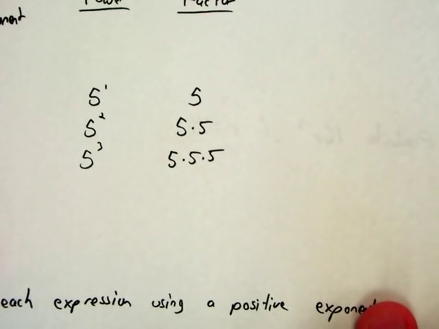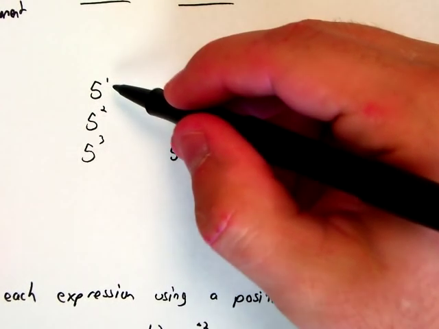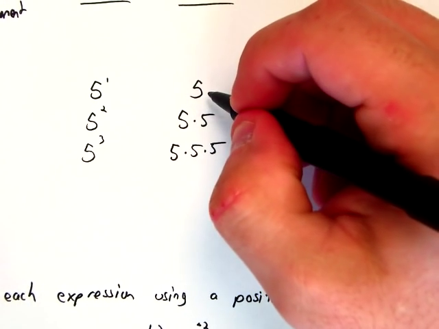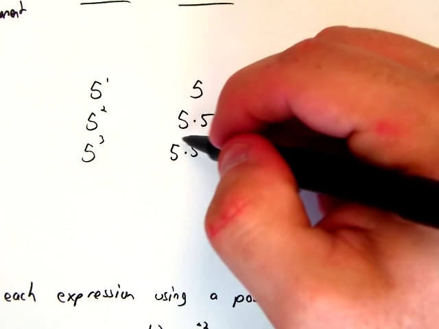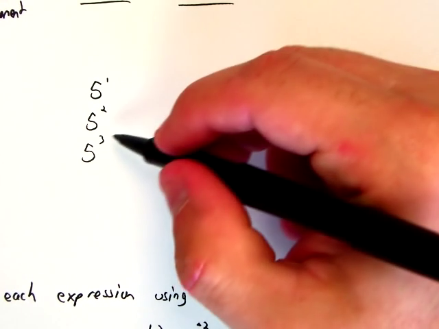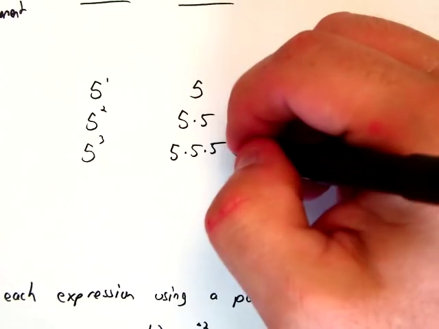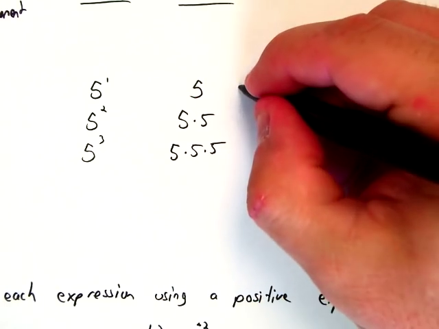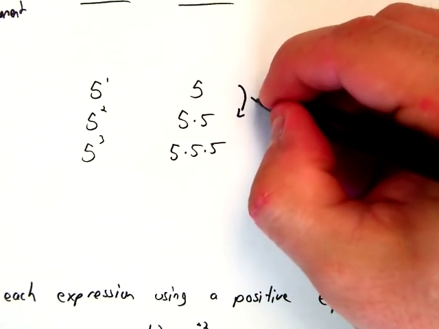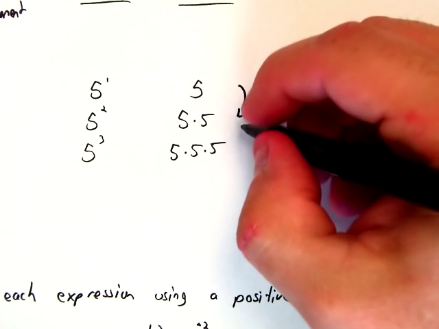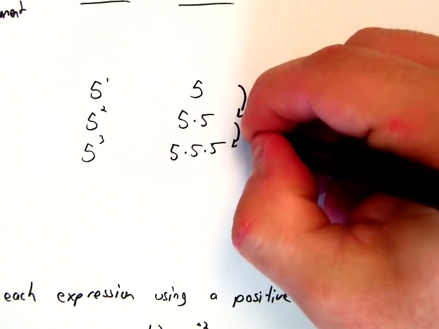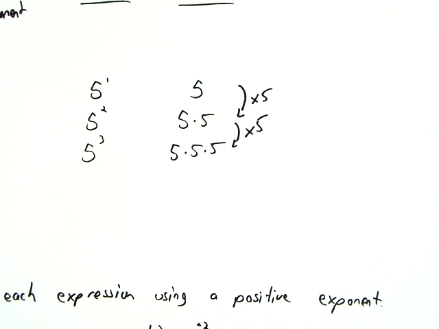And then we looked at 5 to the first represents just 1 5. 5 to the second represents 2 5s being multiplied. 5 to the third represents 3 5s being multiplied. And as I increased the exponent by 1, I multiplied by 1 more base.